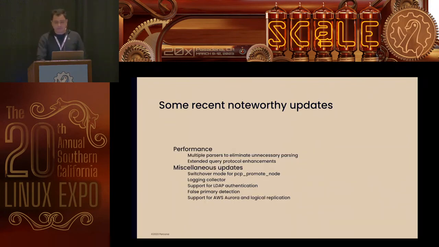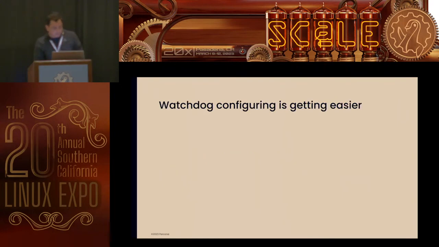So this is another improvement in that area. Again, for performance, I showed you a couple of things in previous slides, like query caching, and there are many other performance enhancements we made in the last few years. And I have put some miscellaneous updates, like promote node, the logging collector, just like Postgres now has, false primary detection, and support for AWS Aurora and logical replication, which was added in the previous version as well.